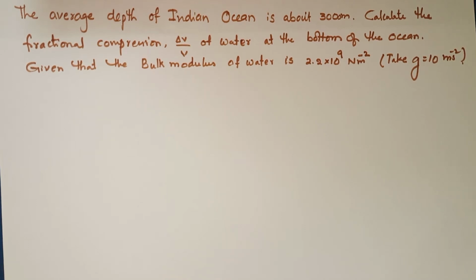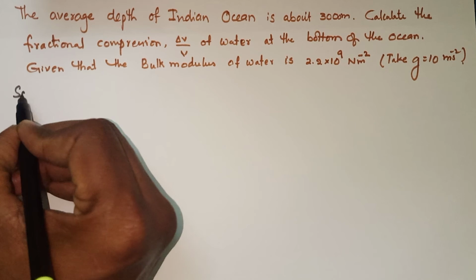This is an example problem involving bulk modulus. The ocean depth is about 3000 meters. We need to calculate the fractional compression, which is delta V by V, of water. Water means fluid at the bottom of the ocean, given that the bulk modulus is 2.2 into 10 power 9 Newton per meter square.